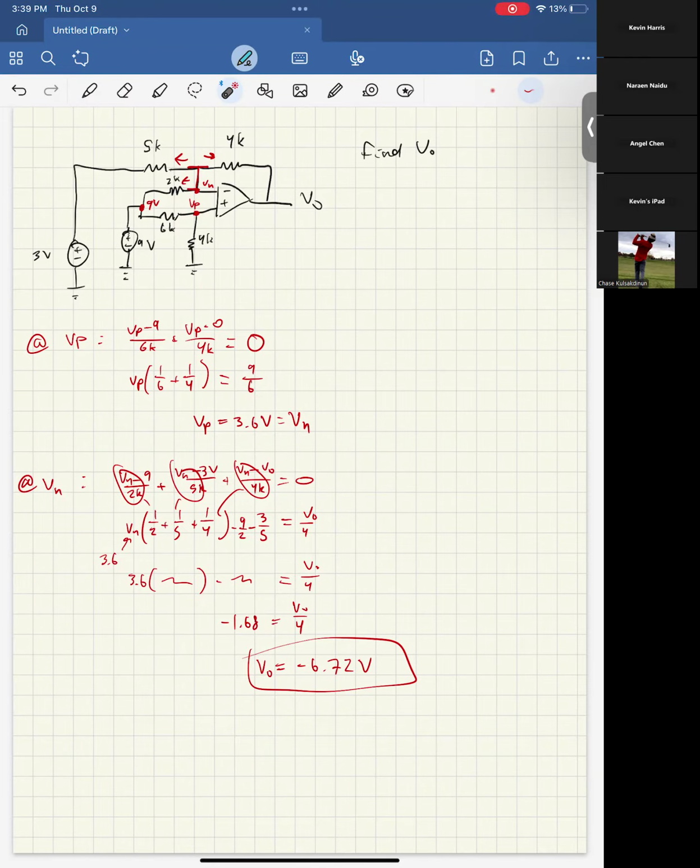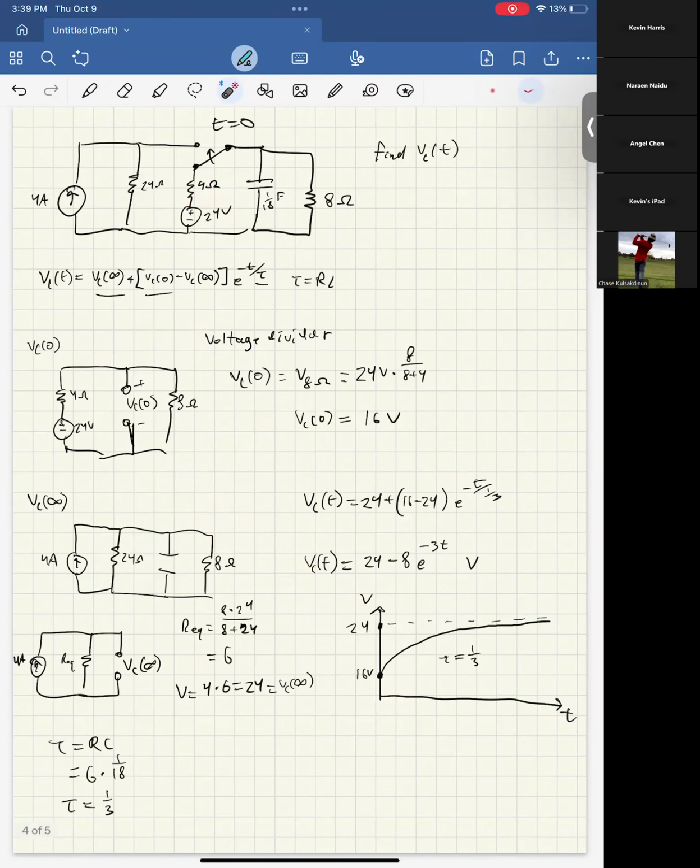Okay then. Good luck on your quiz tomorrow. Make sure you understand that capacitors are open circuits as time goes to infinity, or at DC as they say.